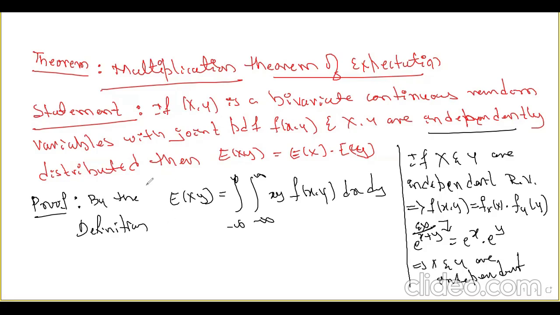So here we'll consider the definition, double integration xy f of xy dx and dy. And then I told you already, if x and y are independent, then this will exist. That is nothing but f of xy equal to f of x into f of y. So this is an example: e power x plus y equal to e power x into e power y, and then we say x and y are independent, right?